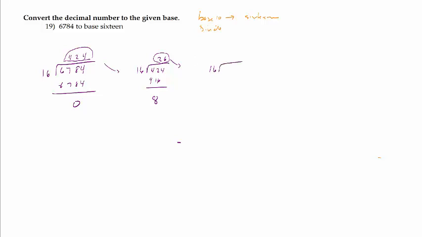So I take 16 into 26. It'll go into there once. That'll give me a 16. Then I subtract. That leaves me with a remainder of 10. I keep going. You keep going until you hit 0.